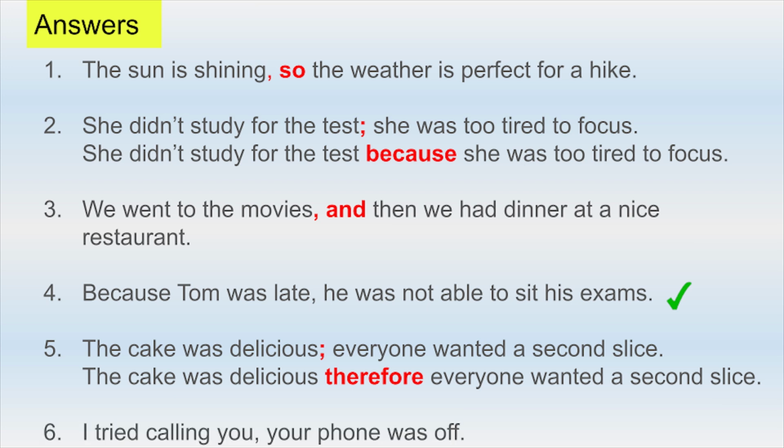And number 6, I tried calling you, your phone was off. This is a comma splice. Two independent clauses. I tried calling you and your phone was off. We could easily correct this run-on sentence by adding the coordinating conjunction "but". I tried calling you, comma, but your phone was off.